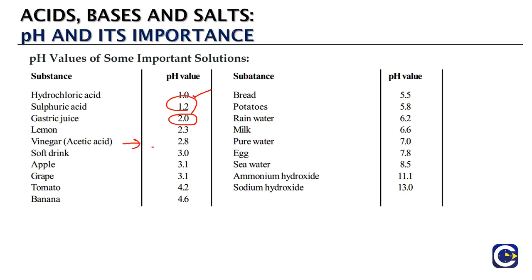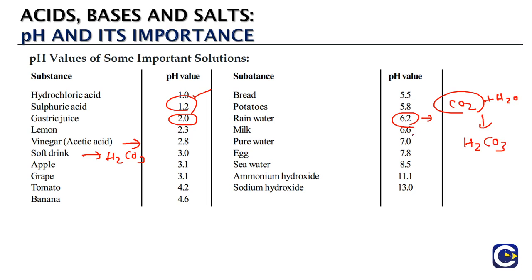Vinegar, which contains acetic acid, 2.8. Soft drinks they contain carbonic acid, H2CO3. Apple, grape, tomato, banana, all of them they are acidic in nature. Bread, potato, rainwater. In fact, rainwater naturally itself is mildly acidic because the CO2 present in the atmosphere can dissolve in the water, thereby forming carbonic acid. That's why we can see that it is mildly acidic.